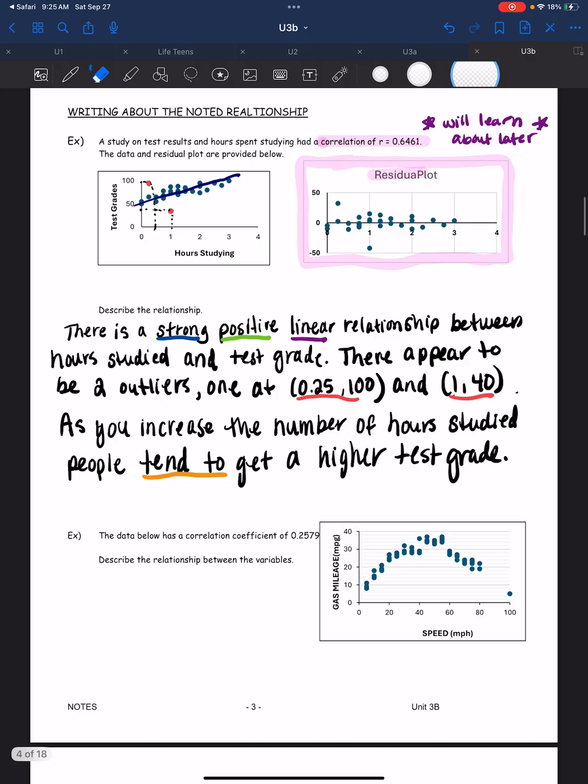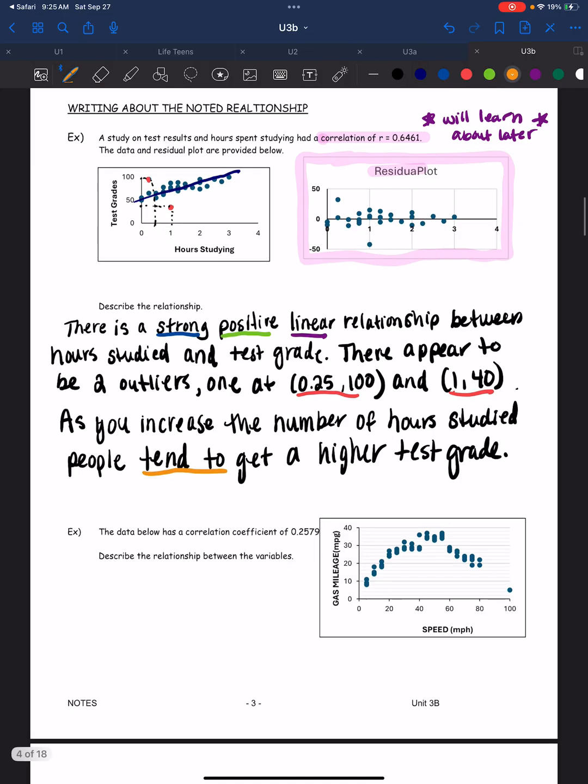Let's try one other one to make sure that we're in the clear, and we're going to practice writing about these tomorrow in class as well. It says the data below had a correlation coefficient of 0.25.